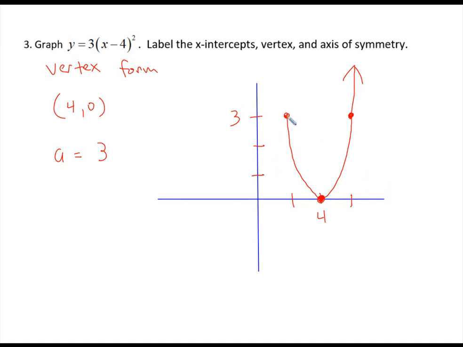So remember, graphing using vertex form is actually easier than x-intercept form. Okay, and then they want us to label everything. Okay, so you notice here the x-intercept and the vertex, they're actually the same, right? The vertex of the graph and the x-intercept is actually the same, right? And that's possible, that can happen. The axis of symmetry, let's sketch that. Here's our axis of symmetry, and that's going to be x equals 4. Okay.